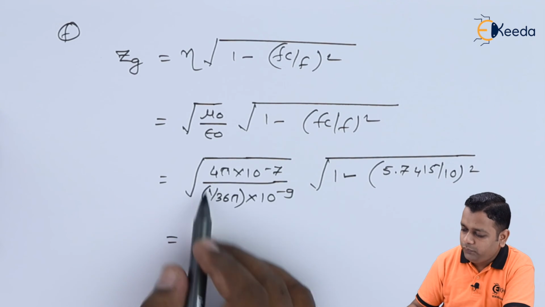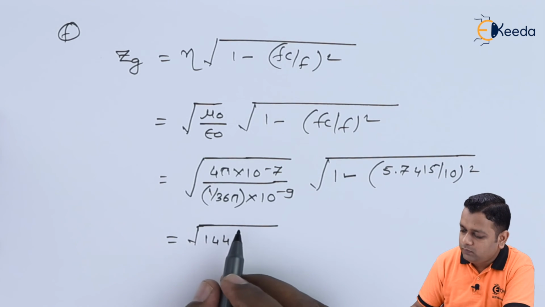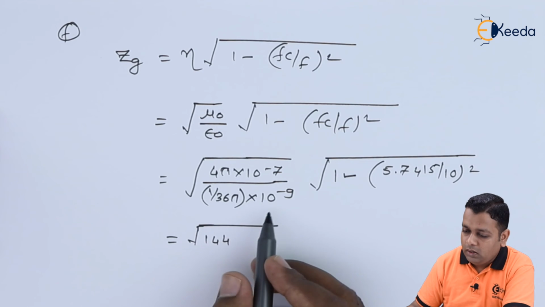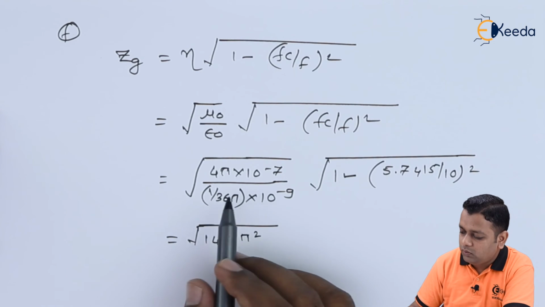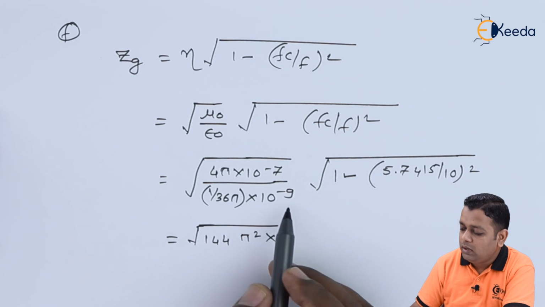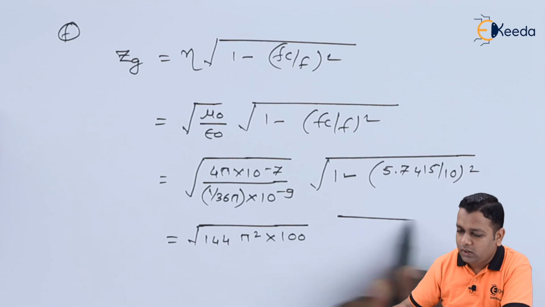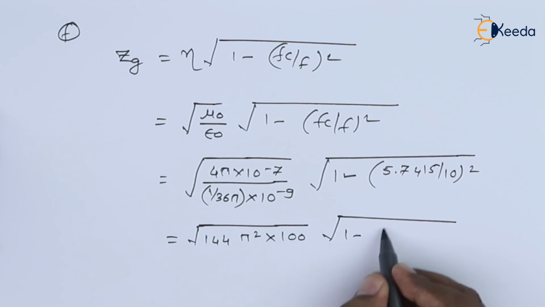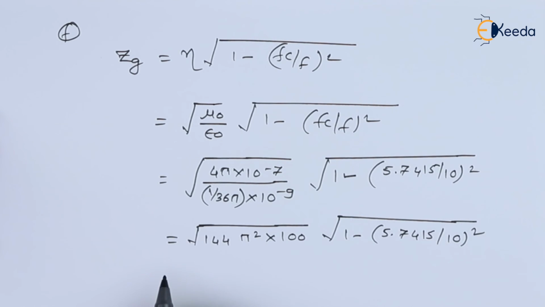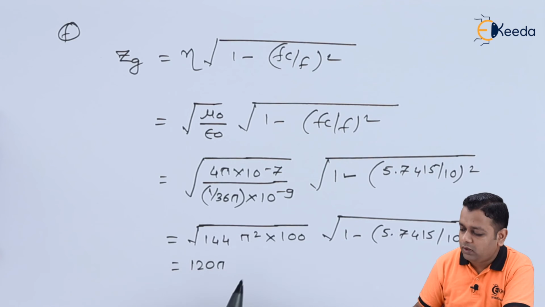So we get the simplified form of the first square root to the form square root of 144 we obtain by multiplication of 36 with the 4, as it will be shifted to the numerator, and it is in multiplication to pi square, 2 pi's it will be there, and here from the ratio of 10 raised to the power minus 7 divided by 10 raised to the power minus 9, we shall be left with 100 here, or 10 square you can say, and here we have 1 minus 5.7415 divided by 10, bracket is squared here. So this simply gives 120 pi, that is the ideal value for air dielectric.